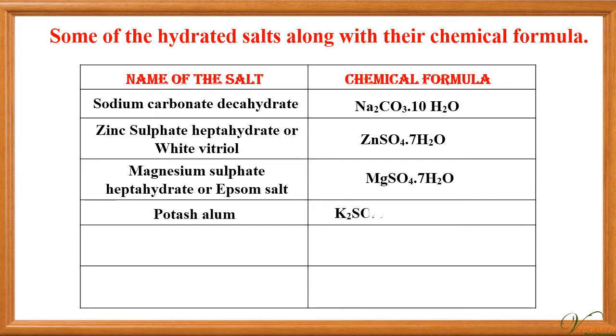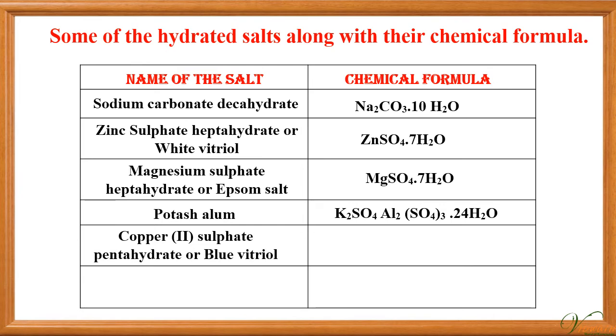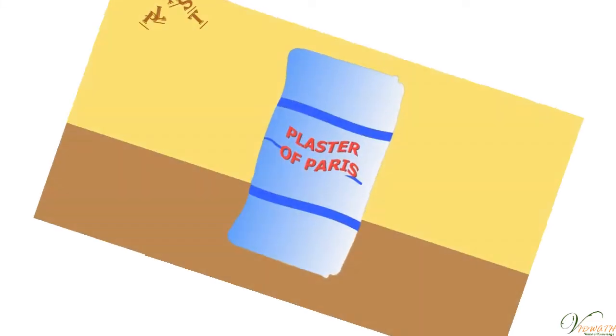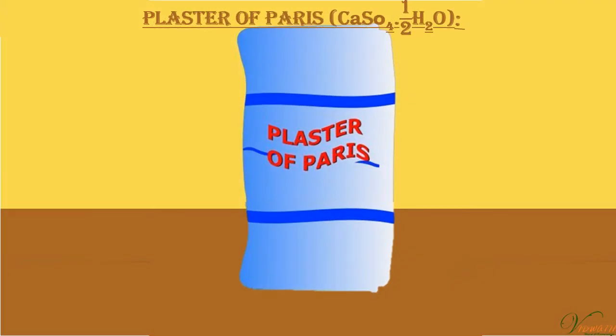Chemical formula: K2SO4·Al2(SO4)3·24H2O. Name of the salt: copper(II) sulfate pentahydrate or blue vitriol. Chemical formula: CuSO4·5H2O. Name of the salt: calcium sulfate dihydrate or gypsum. Chemical formula: CaSO4·2H2O. Plaster of Paris: CaSO4·½H2O.